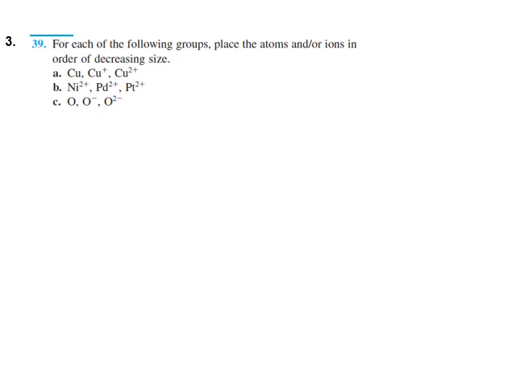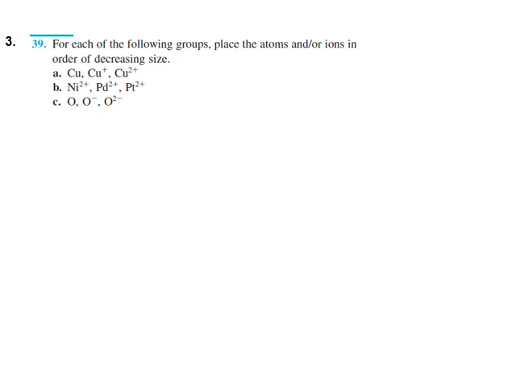So look at A, it's copper neutral, copper plus, and copper 2 plus. So which one of these is the biggest? Well, it's going to be the one that doesn't have the charge. So that's going to be copper. So actually, the way that that one is written for part A is correct. If you take away 1 electron to make it copper plus, then it will get a lot smaller. And that's because you now have more protons than electrons. And then if you take away another electron to make copper 2 plus, it will be even smaller because now you have 2 more protons than you have electrons.